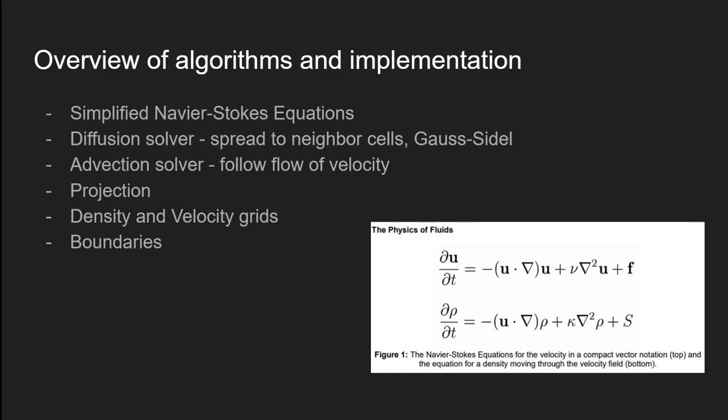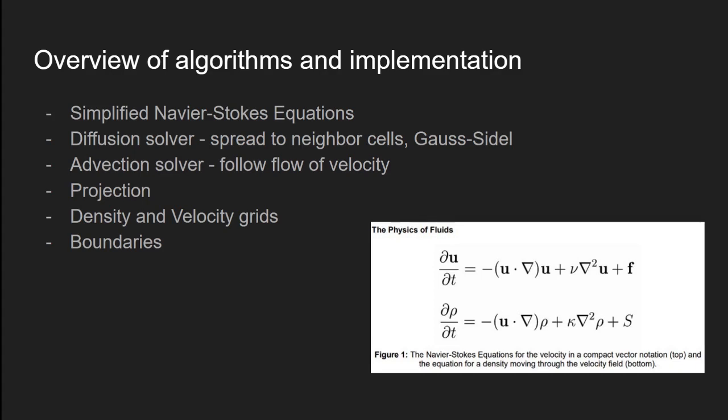For the diffusion solver, essentially what you want is for the intensity to spread to neighboring cells. And to do this, I use the Gauss-Seidel method, which essentially finds the density where, when diffused backwards in time, leads to your current density. And so doing it this way also gives you more stability than if you were to forward solve.